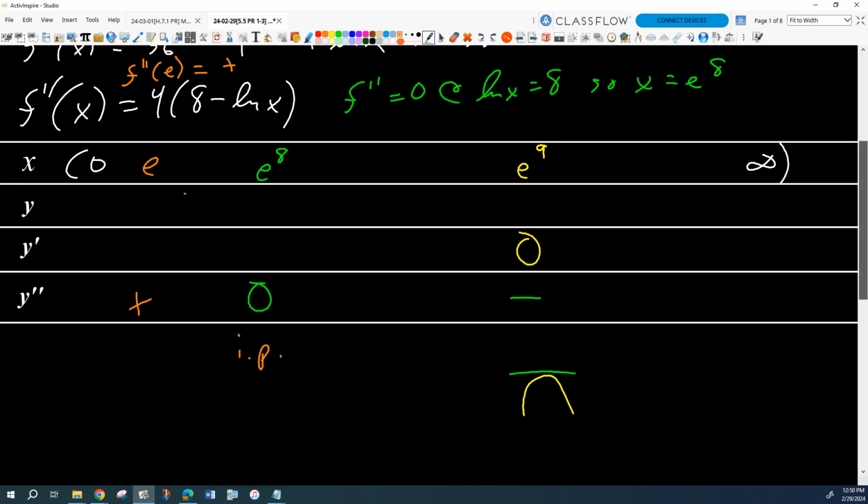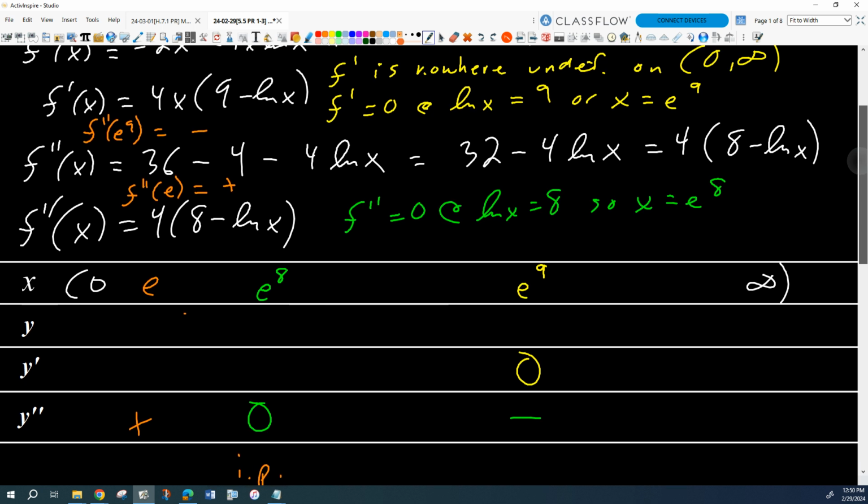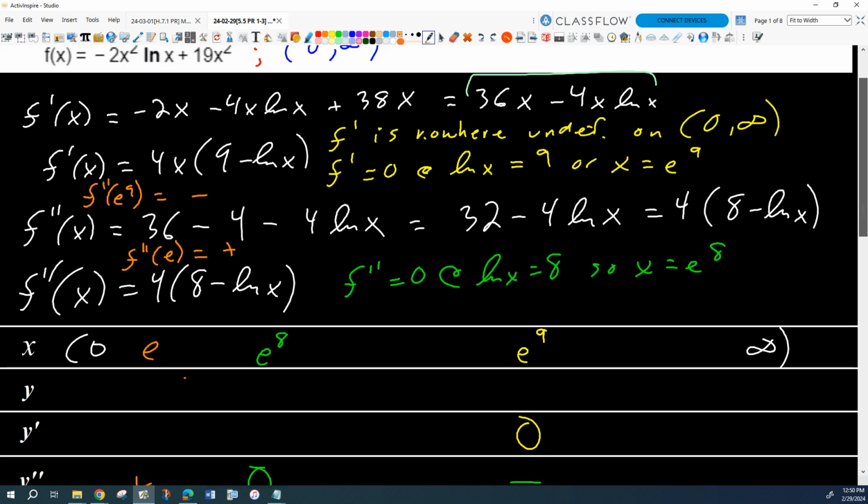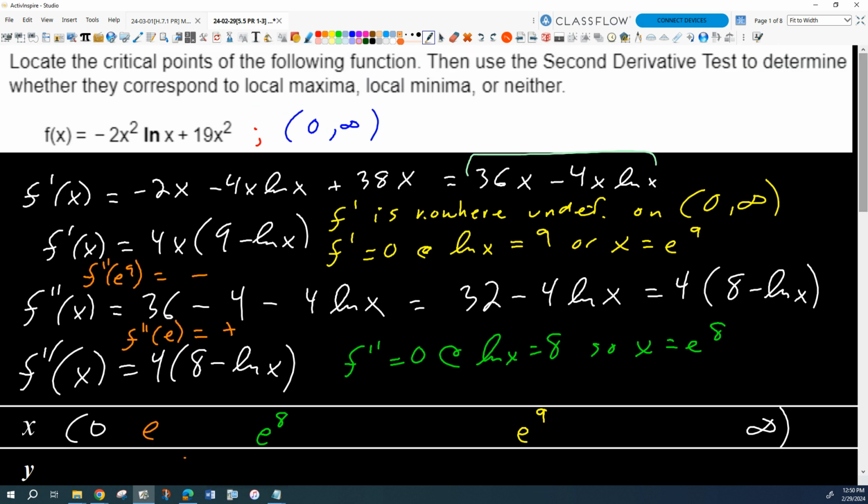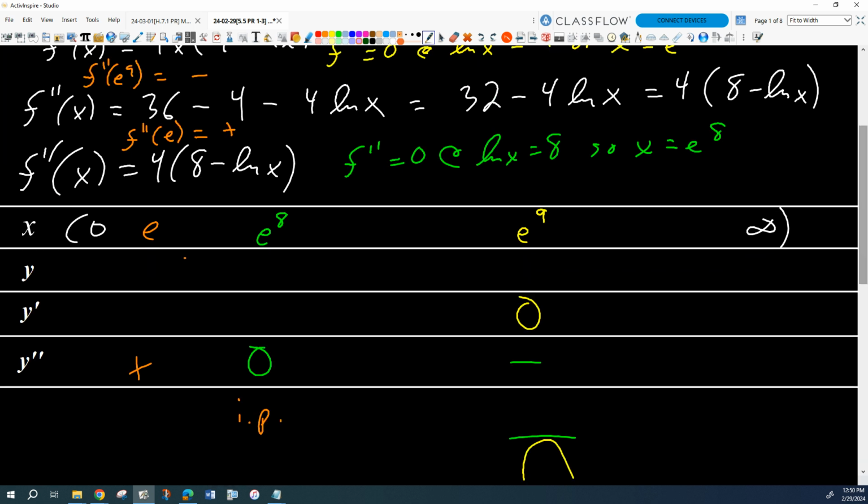And just so we have an idea how to make our graph, let's get some y values. We need our inflection point and our maximum. So what's the value of our function at e to the 9th? Oh boy, that's just going to be a big number. We don't even care. And at e to the 8th we get the same thing, still a very big number.